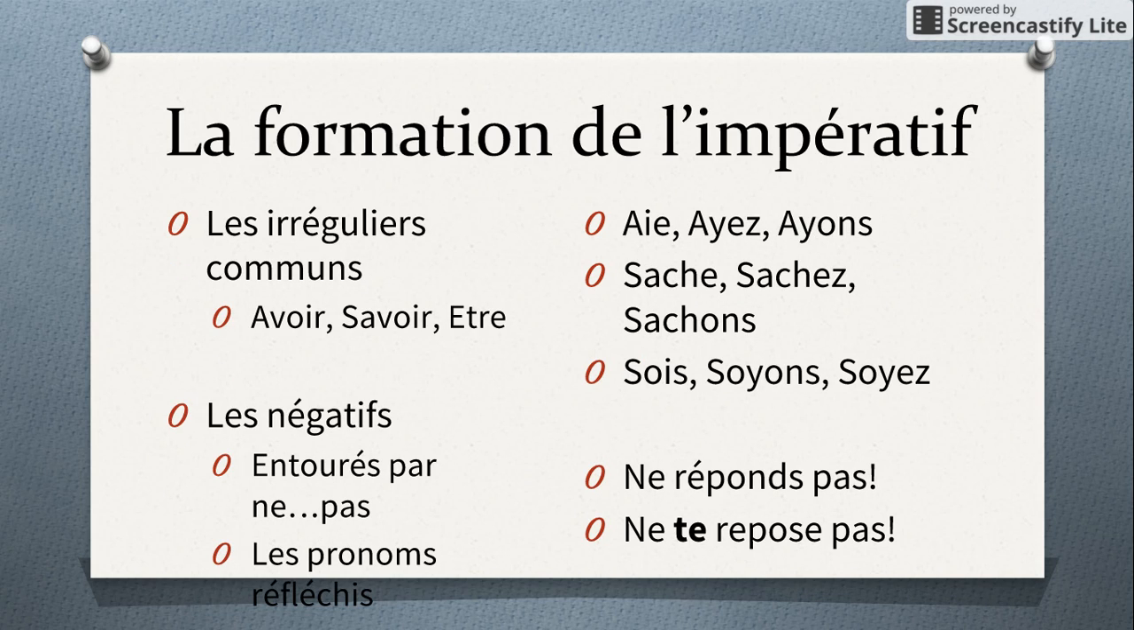Here are some irregular verbs in the imperative: avoir, to have, savoir, to know, and être, to be. And when you want to make an imperative a negative, all you have to do is put ne pas around the conjugated verb. If there is a reflexive pronoun, that reflexive pronoun comes before the conjugated verb.